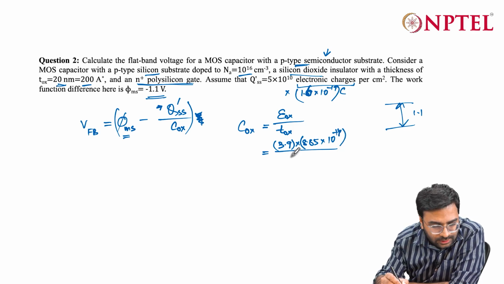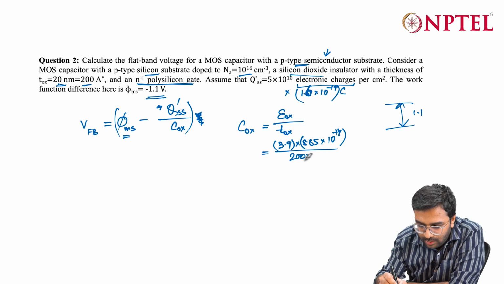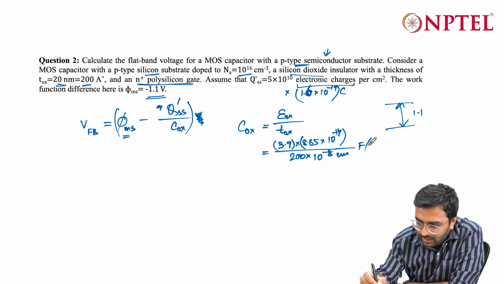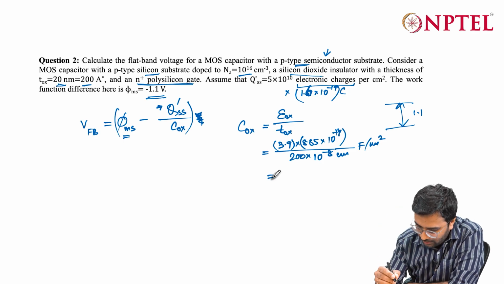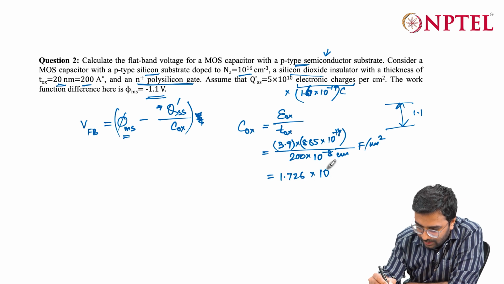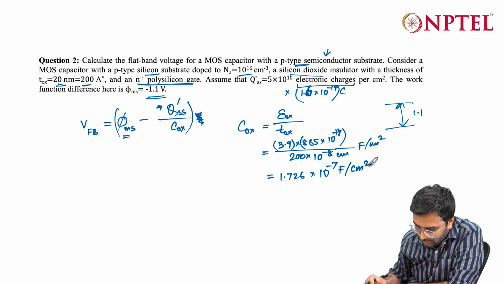divided by TOX, which is 200 into 10 to the power minus 8, this is centimeter. So, ultimately the value we will get is farad per centimeter square. So, the value if you do the calculation would be 1.726 into 10 to the power minus 7 farad per centimeter square. So, this is what the value of COX is.